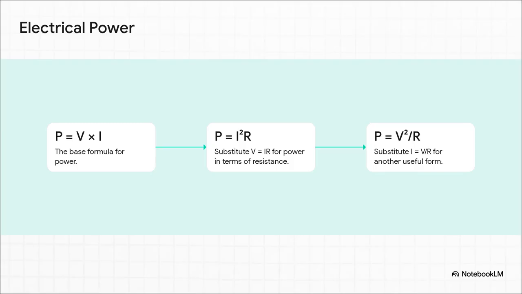So electrical power is just the speed at which energy gets used. The basic formula is super simple. Power is just voltage times current. But by plugging in Ohm's law, we can rewrite that in terms of resistance. And that gives us two more really handy formulas. Power equals current squared times resistance, and power equals voltage squared divided by resistance.